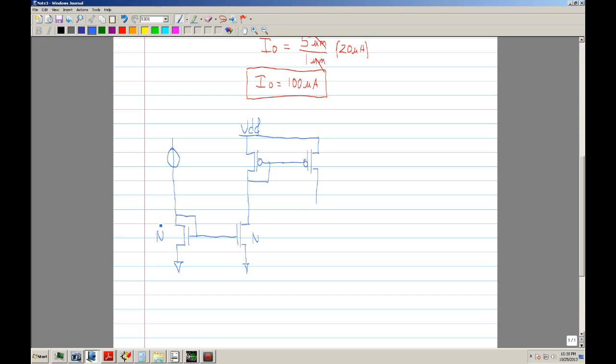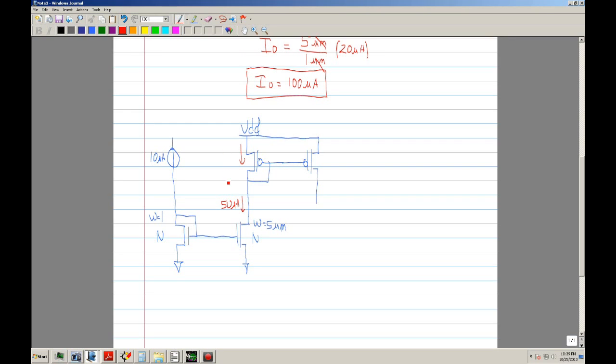Okay, so same situation. Let's say you have 10 microamps, and let's say this has a width of, let's say, 5 microns. So in this case the current through here will be 50. Okay, that current flows through here, also has to flow through here.